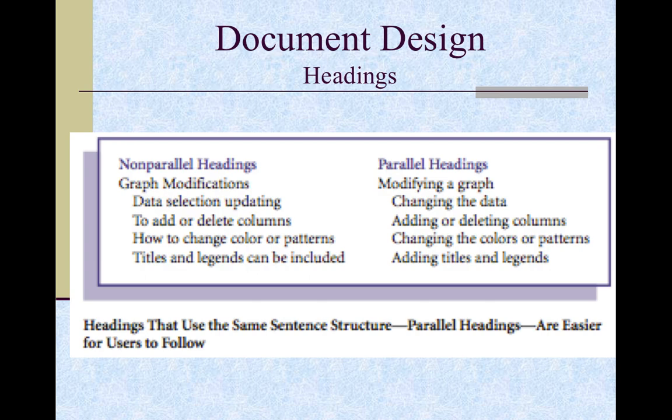follow. So in this box up here in this graphic, you will see an example of non-parallel headings: graph modifications, data selection, updatings. Each heading has a different sentence structure, whereas on the right-hand side, you have parallel structures in which each heading starts with a progressive verb: modifying a paragraph, changing the data, adding or deleting columns, changing. So the sentence structure is similar for each heading.